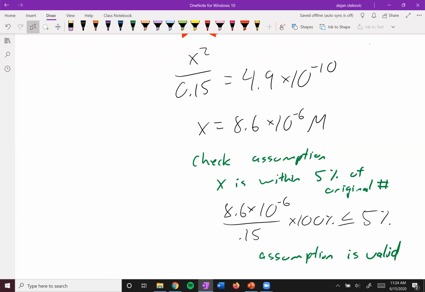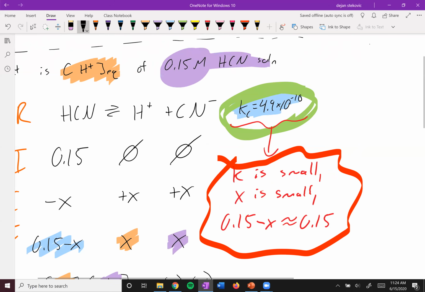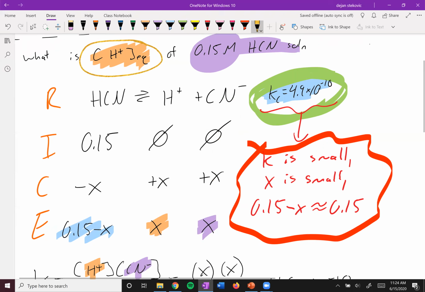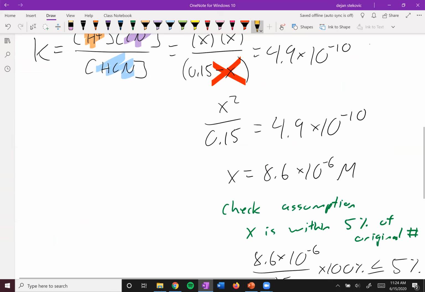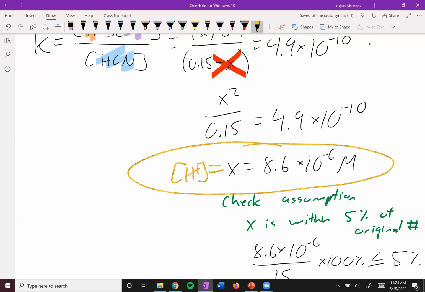If the assumption isn't valid, then you'd have to go through the quadratic formula. And then what the heck was this question asking? Oh yeah, this question was asking for the concentration of H plus at equilibrium. We see that this is equal to just the value of X, which we have right here. So this is our concentration of H plus, and we've finished the problem without having to use the quadratic formula.